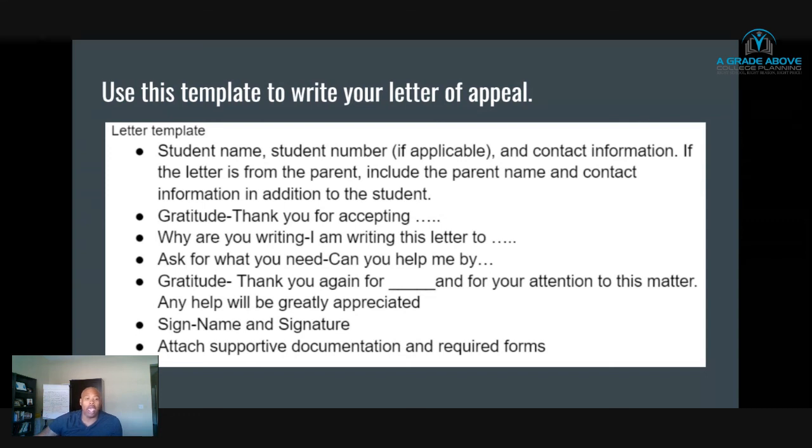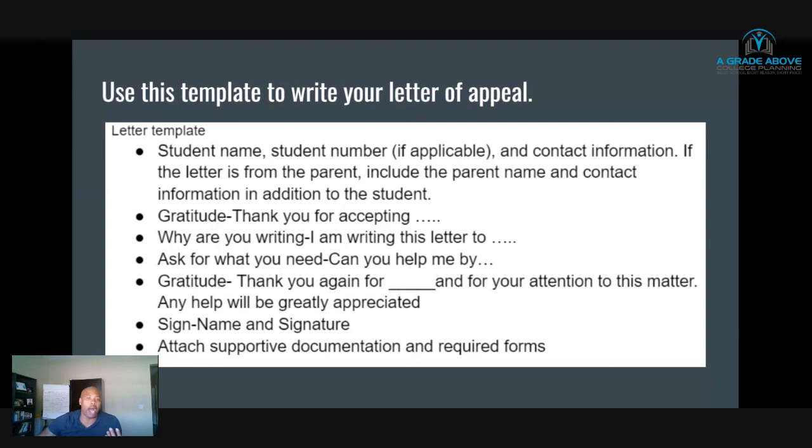And then you start the letter with gratitude, right? Hey, thank you for accepting me. Thank you for giving me this award package. Thank you for whatever they've done, thank you for the consideration. And then tell them why you're writing the letter. Hey, I'm writing this letter to let them know whatever the situation is that you want the college to know about.